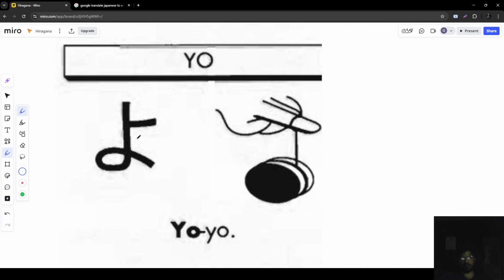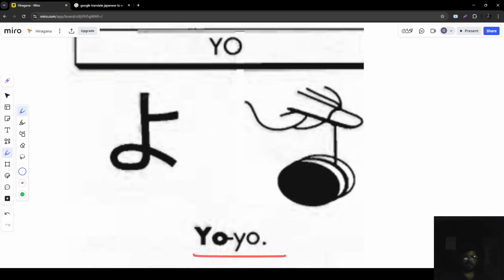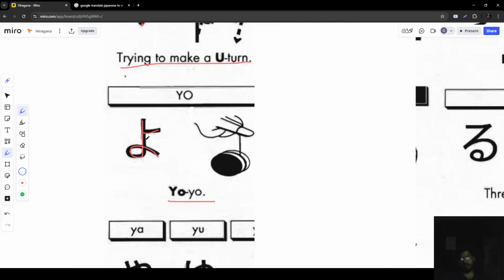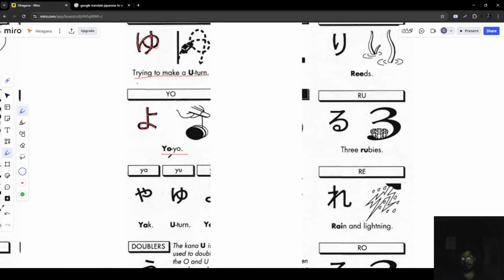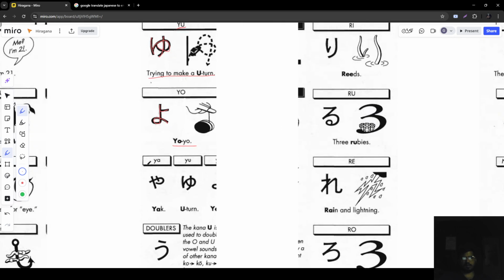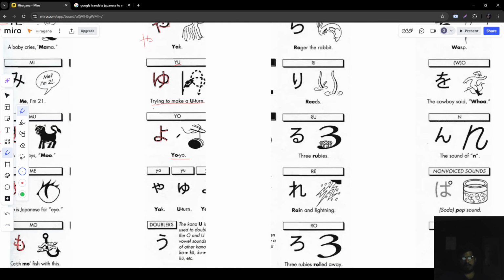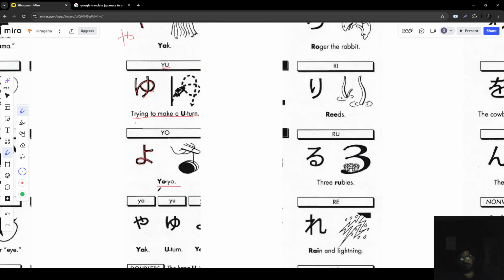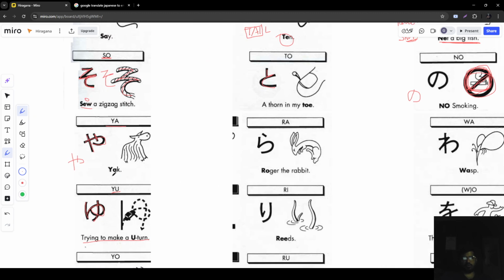The next one is yo. This one's easier and everybody knows the yo-yo. So this is the yo-yo. This is your finger. You're playing with the yo-yo using your finger. So yo-yo. Got it? Alright, so that's it for ya, yu, yo.